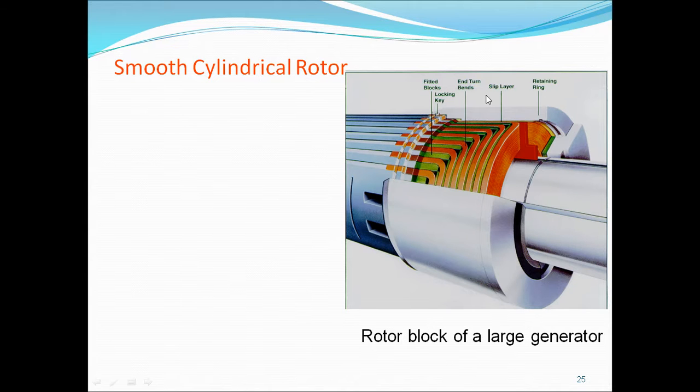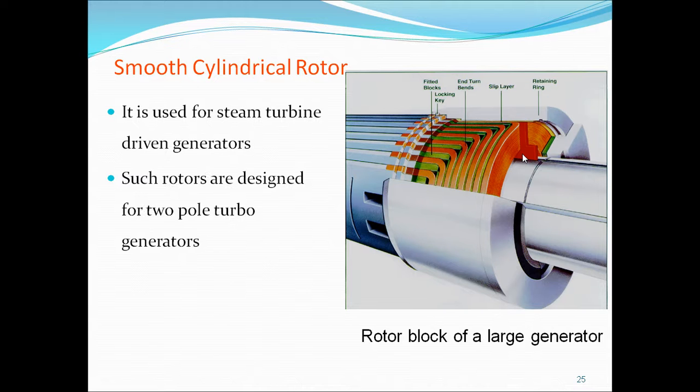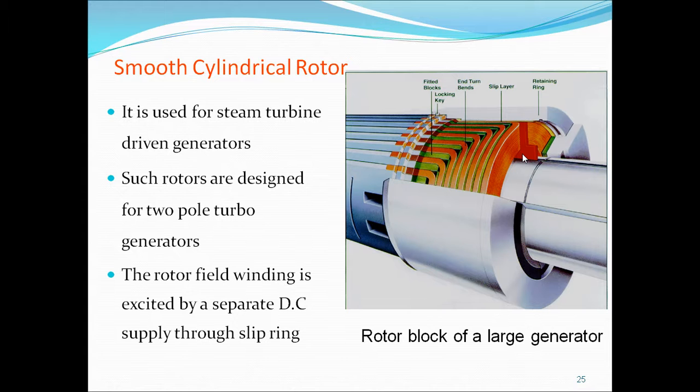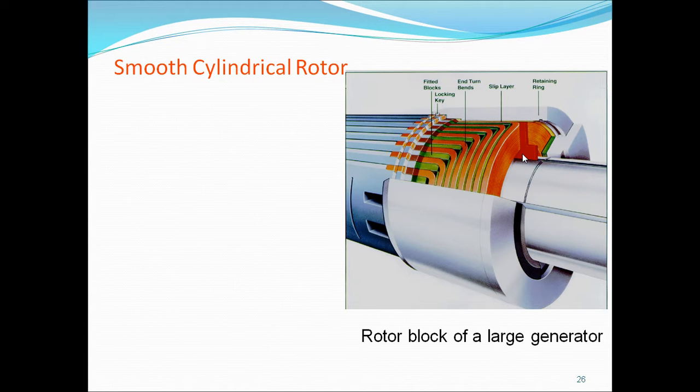See here, it is a cross-sectional view. It is showing a large one, how the windings, the end rings, and the slip rings will be there. For a big one, the cross-sectional view is shown step by step. So where is it used? It is used for a steam turbine, with small diameter and large axial length, and the rotor winding is excited with a DC supply.